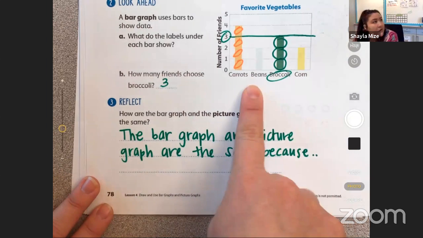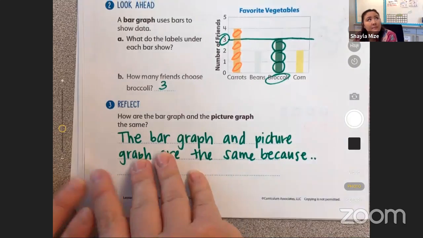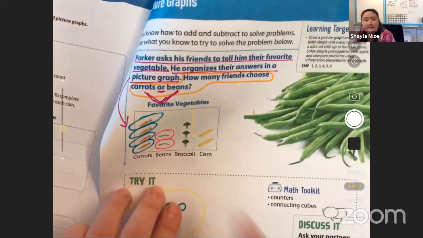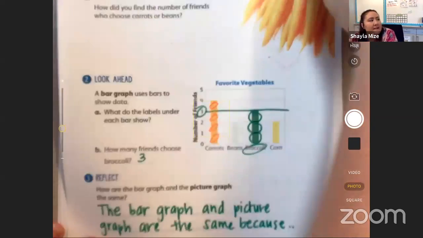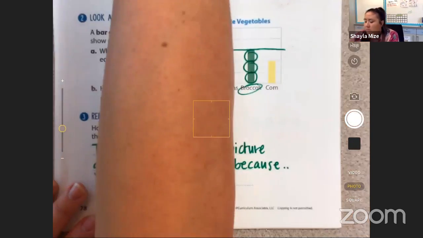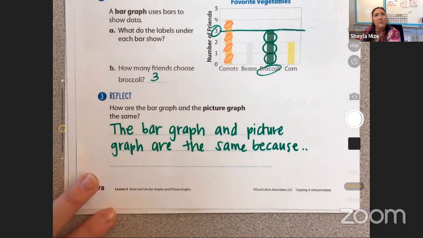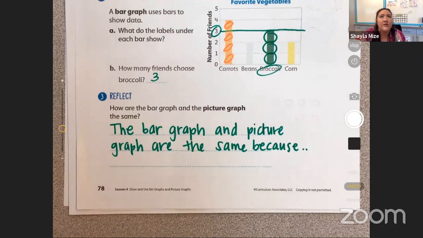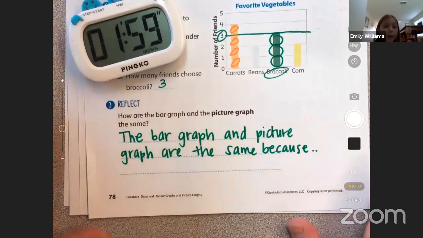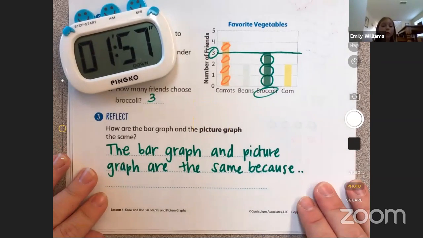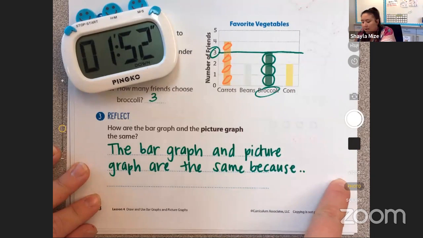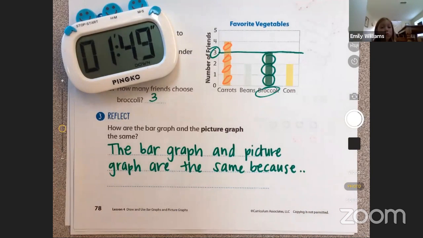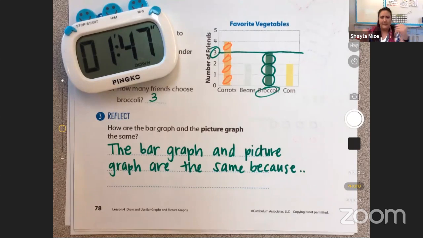So how is this graph up here the same as this graph on page 77? How are they the same? What do they show? Okay, so write that down under number 3. Emily, question? Can we write the same thing that you write or no? Yes, this is the sentence frame. The bar graph and the picture graph are the same because, I'm going to keep writing. Finish that sentence for us.